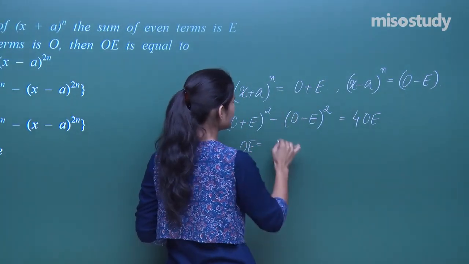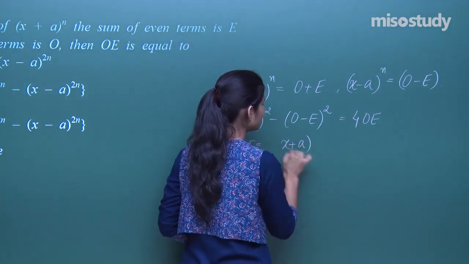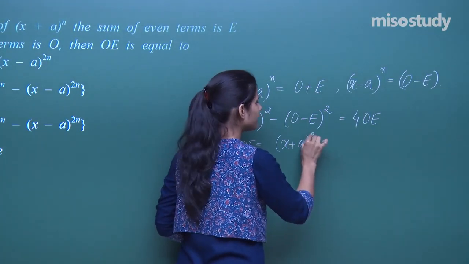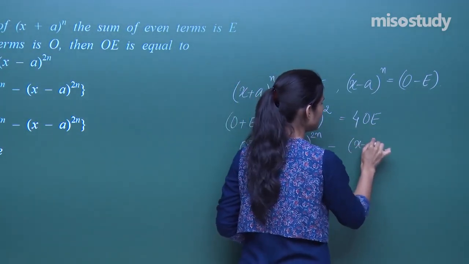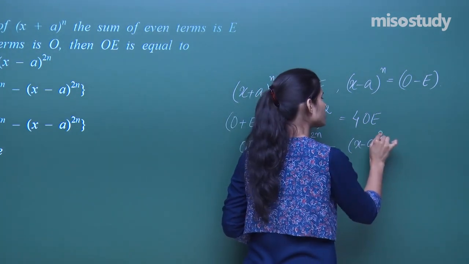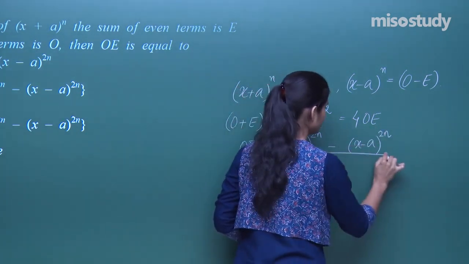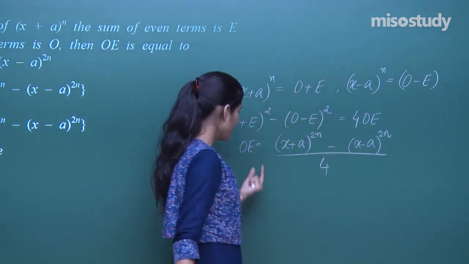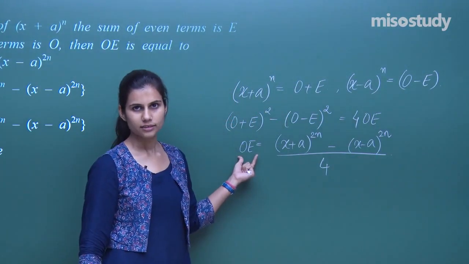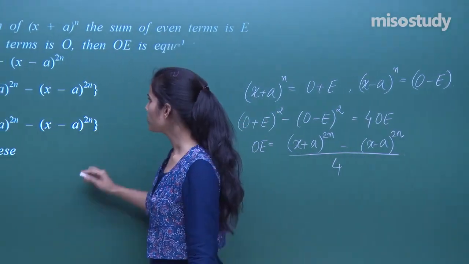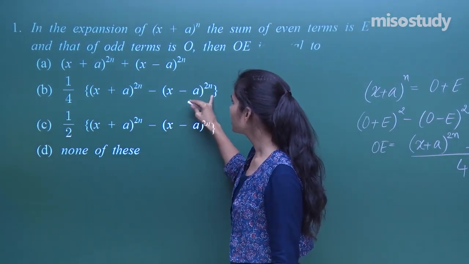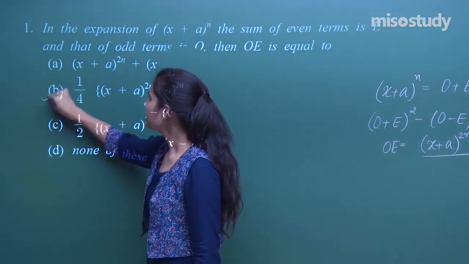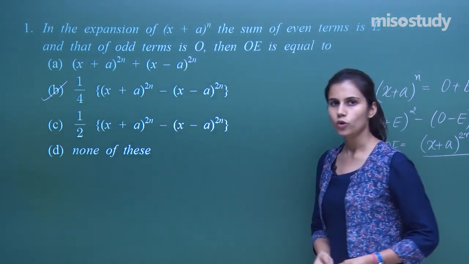So, over here, if this is valid, then OE is equal to (O plus E) whole square, so O plus E is (x plus a) to the power n squared, that means 2n, minus (O minus E) whole square, that is (x minus a) to the power n whole square, upon 4. That is your OE. Is it understood? So, therefore, (x plus a) to the power 2n minus (x minus a) to the power 2n, whole upon 4, is the value of OE.